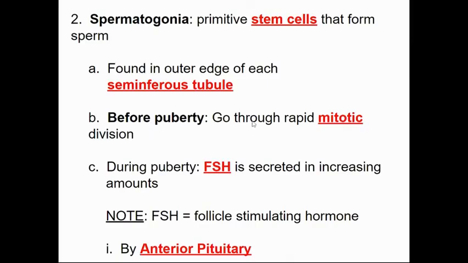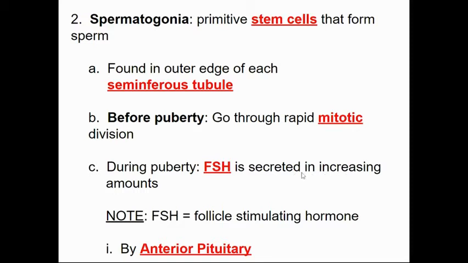So before puberty, these stem cells go through rapid mitotic division. So basically, they clone themselves. They go through prophase, metaphase, anaphase, telophase. And they're starting with 46 chromosomes, 23 pair of chromosomes, ending with 23 pair. Before puberty, follicle-stimulating hormone gets secreted in increasing amounts.